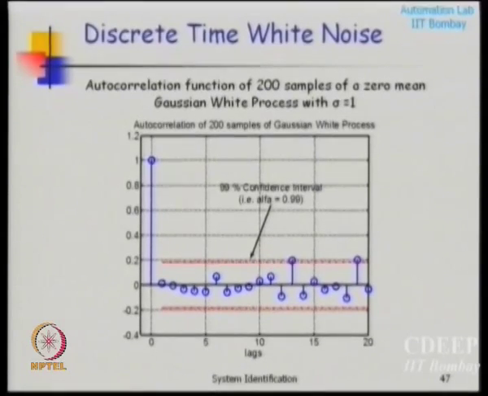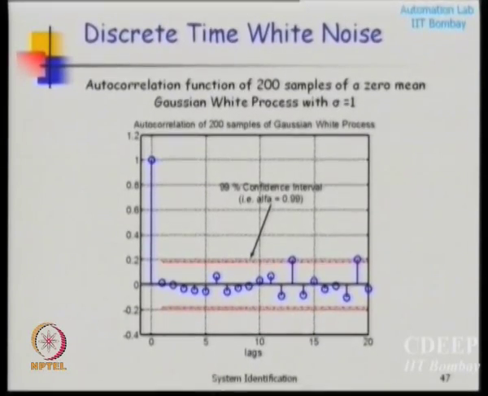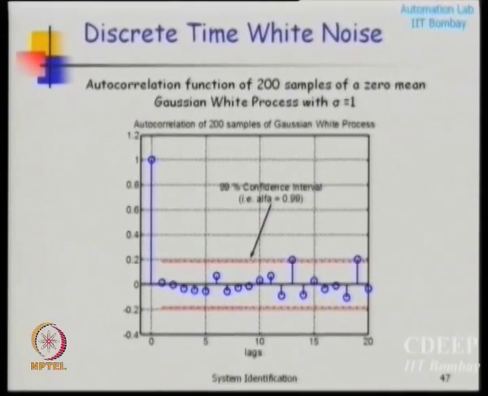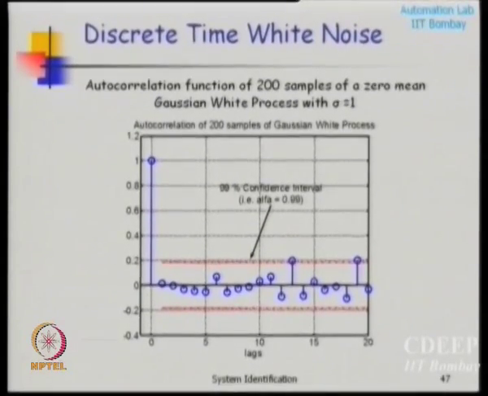So this is white noise. Why is it white noise? Because all these autocorrelation values are small, small in the sense that they are within the confidence bounds, okay. So you can view this sequence as a white noise sequence.